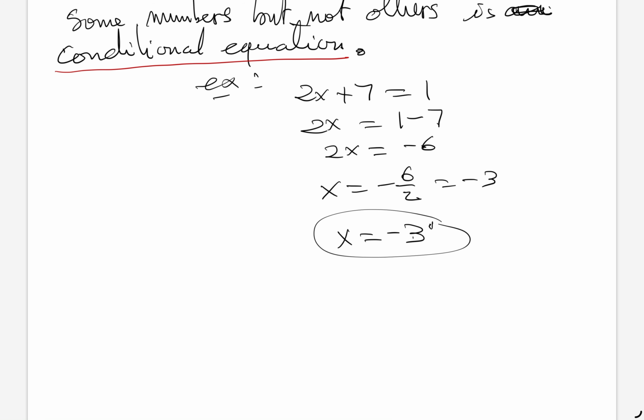You can see exactly that this equation is true if and only if x is equal to negative 3. If x is equal to any other number except negative 3, then that equation is false. Be careful. That's why it's called a conditional equation. It means it is satisfied only for some values of x. You got it? Good. And you have something also called the contradiction. The contradiction is where the solution doesn't exist.